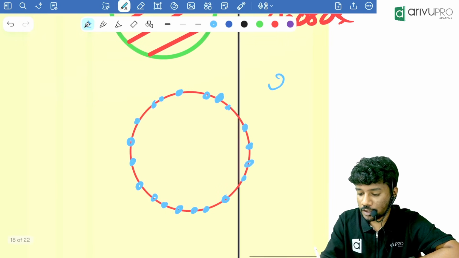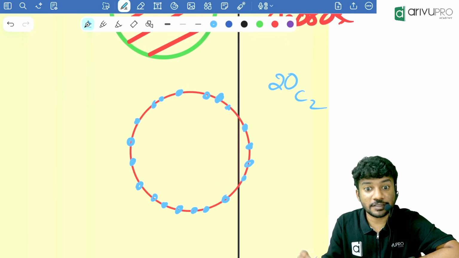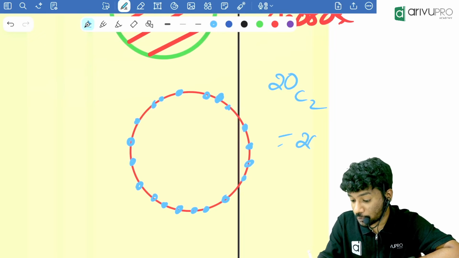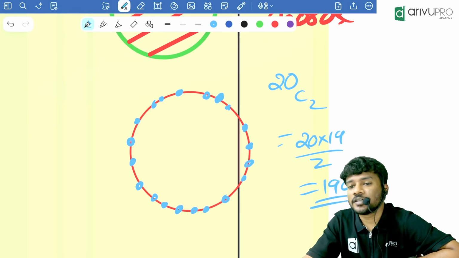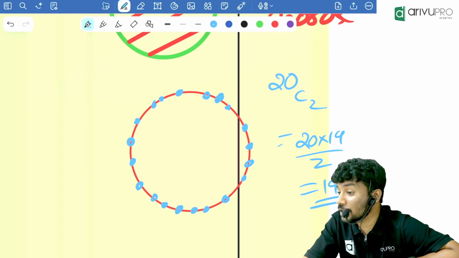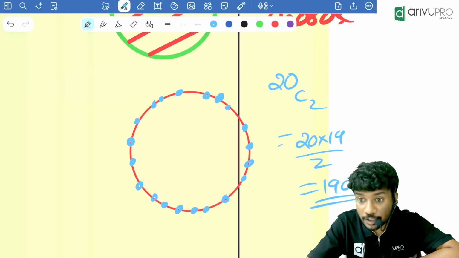The answer is 20C2. That means this many chords. For example, 20 into 19 divided by 2. How much is it? 190 chords can be formed using the 20 points in a circle. That is the question. That's how they will ask the question.